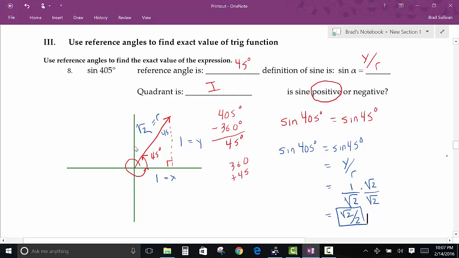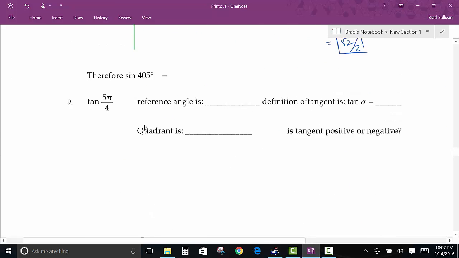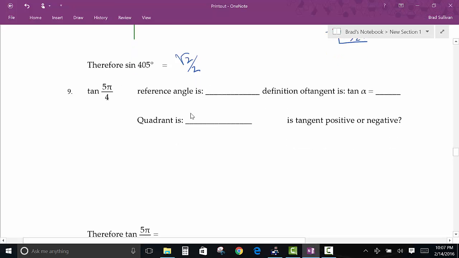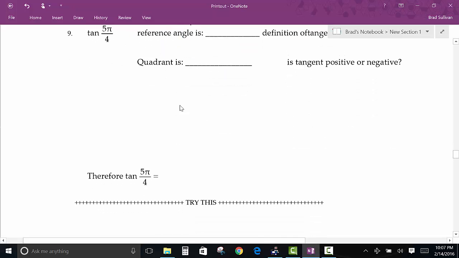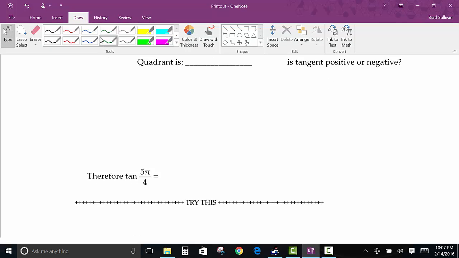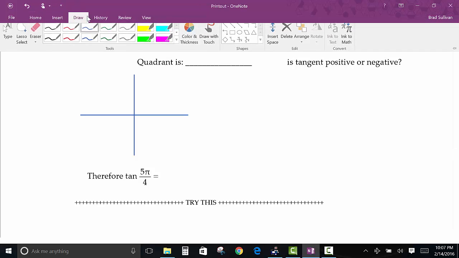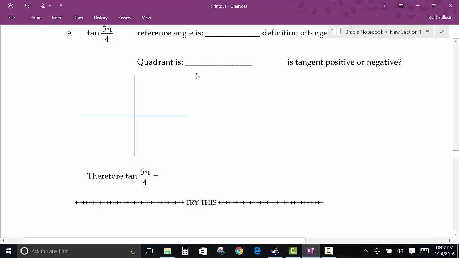Okay, all right, now let's move on and let's look at the next one. So we got square root of 2 over 2 for the last one. Now let's go on to tangent of 5 pi over 4. Okay, well, let's go ahead and let's draw a coordinate system again, and just sketch a coordinate system. And one of the things that we probably want to do on this as we're doing this is we probably would like to go ahead and take that 5 pi over 4 and just convert that to degrees, because that'll help us determine where it is.